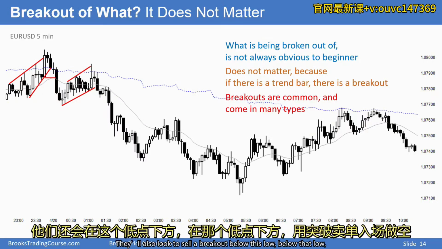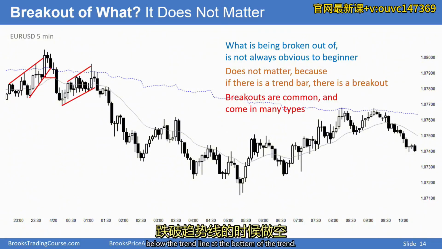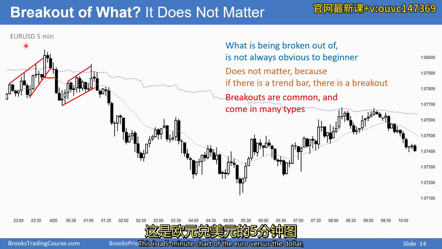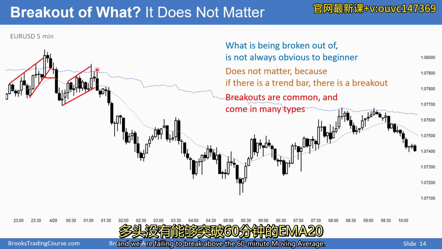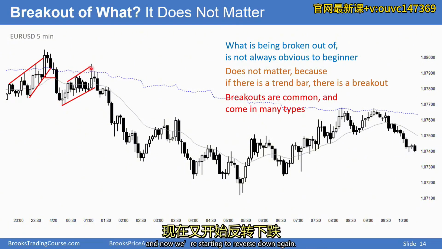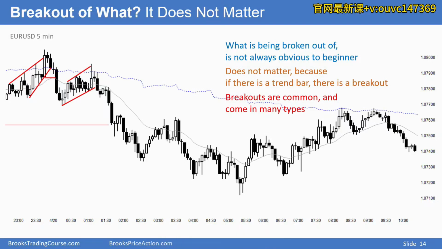They'll also look to sell a breakout below this low, below that low, below the trend line at the bottom of the trend. You can see we're failing at the 60-minute moving average. This is a 5-minute chart of the euro versus the dollar, and we're failing to break above the 60-minute moving average. We failed to get above it here, here, here, and then here, and then here, and now we're starting to reverse down again.